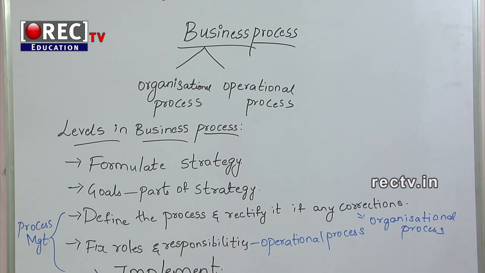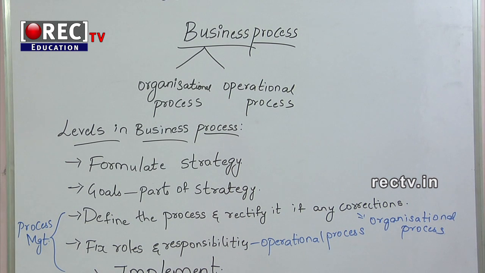Now, after forming the strategy and defining the goals, we have to define the process, that is, how to manufacture those 1,000 crores, and if there are any corrections we have to rectify the process. After defining it, we have to fix our roles and responsibilities, and after that we have to implement the process. That means whatever we define, we have to put into practice.